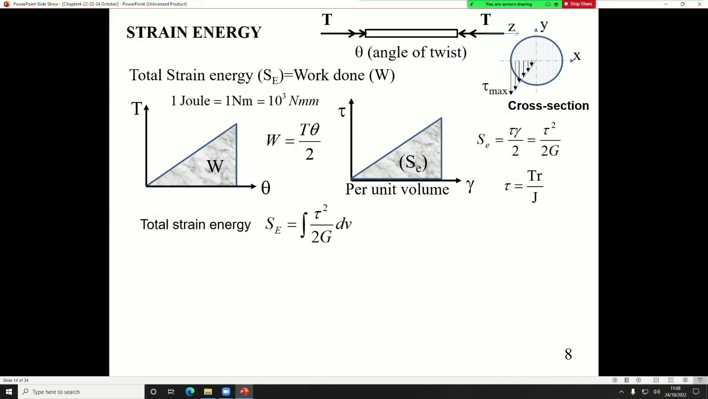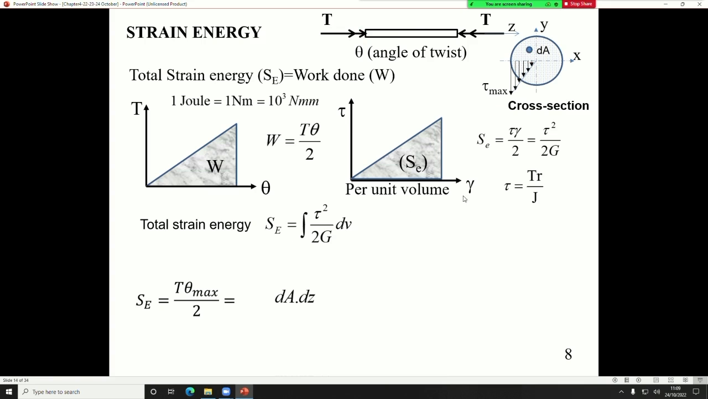So dV is the differential of volume. How do we define dV? dV is equal to dx multiplied by dy multiplied by dz. Now in this chapter, we assume the cylinder has a uniform cross-sectional area along its length. So I can say dV is equal to dA multiplied by dz. So I repeat, this differential of volume is equal to dx, dy, dz. But because this cross-sectional area is uniform along the length, I can say this dV is equal to an element of dA multiplied by dz.